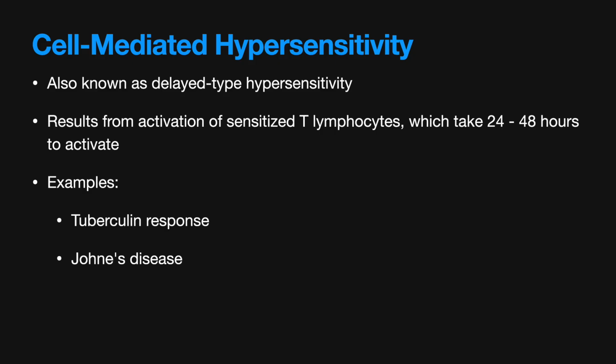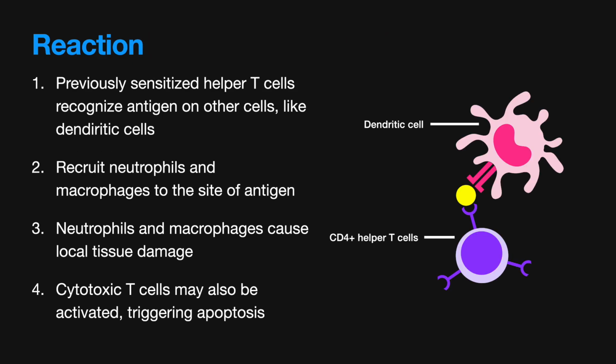Examples of cell-mediated hypersensitivity include the tuberculin response and Johne's disease. In this reaction, helper T cells that are pre-sensitized to a particular antigen are going to respond to dendritic cells that are presenting that antigen.